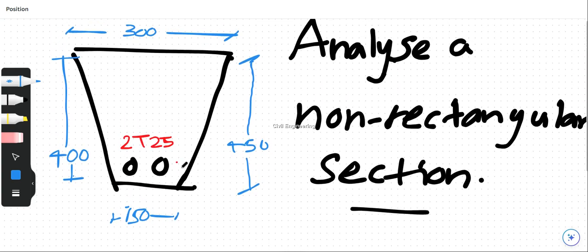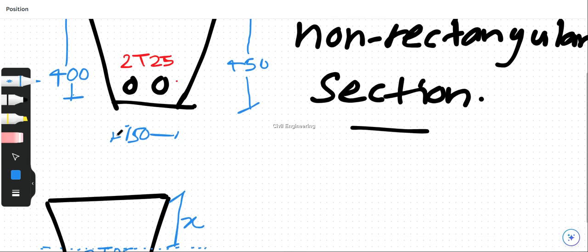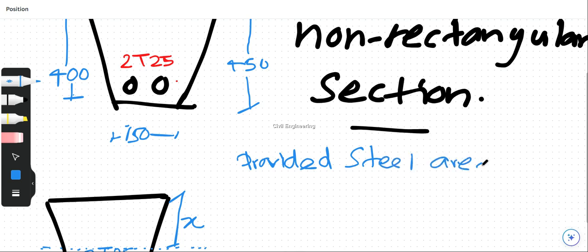tensile strength, or the tensile area, you can calculate it. Provided steel area equals 981.7 square millimeters. This is the provided steel area, As.